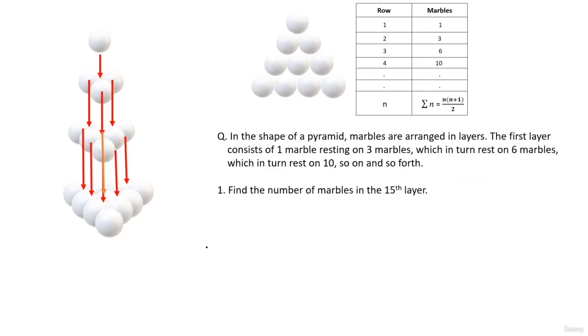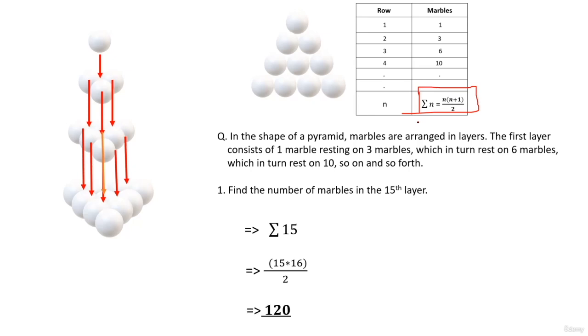Okay. So if the question says that the 15th layer में कितने marbles हैं वो चाहिए, right? Find the number of marbles in the 15th layer. By this particular formula we studied just now. Okay. For the 15th row, I'll substitute n is equal to 15. So summation of 15 निकालना पड़ेगा. 15 into 15 plus 1 is 16, upon 2, 8. 8 into 15 is 120. That's the required answer in this case.